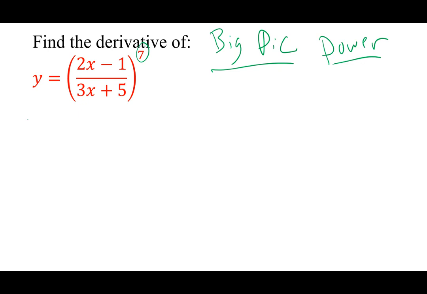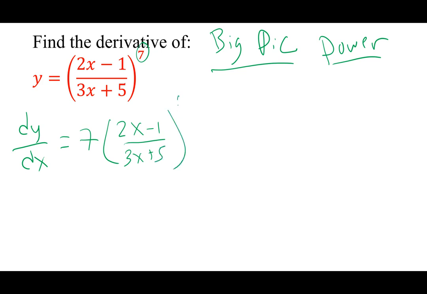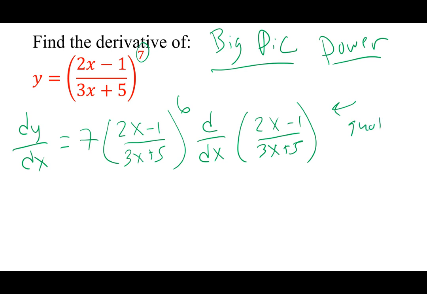So I'm going to, again, call this dy dx. According to the power rule, you're going to bring down the 7. You're going to raise the entire quantity, 2x minus 1 over 3x plus 5 to the 1 less power. And then I'm going to bring back that notation I showed you yesterday. You now have to take the derivative of the inside, and the derivative of the inside in this case is actually going to be the quotient rule. So that was kind of fun.